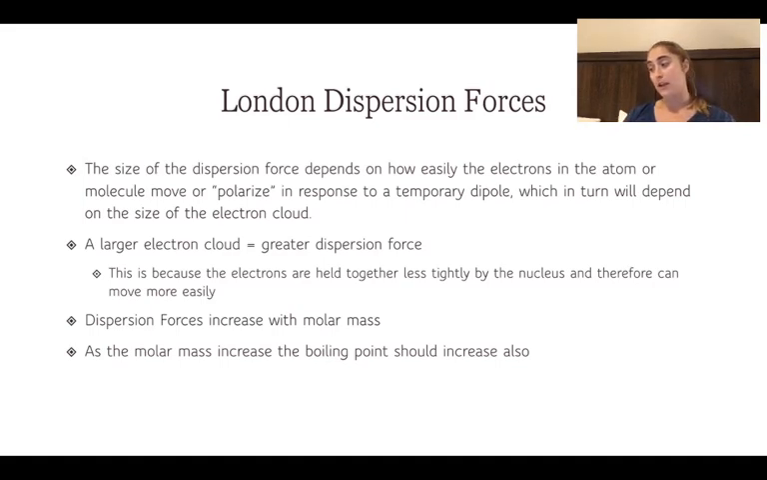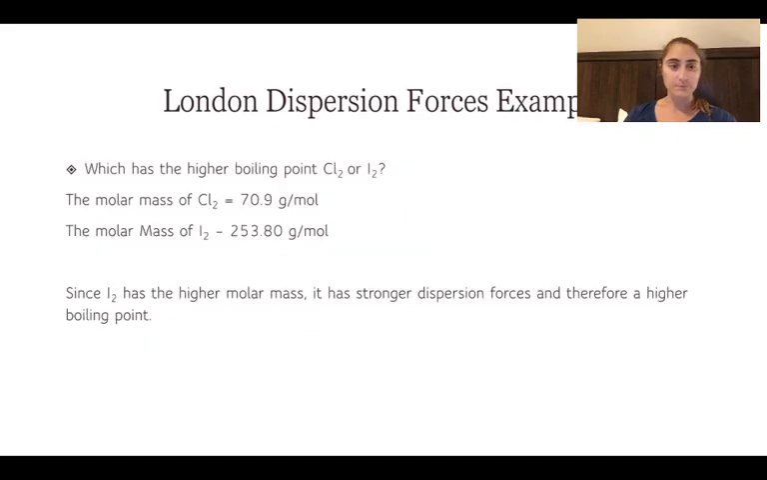So if I'm looking at, say, beryllium versus magnesium, beryllium has a relative molar mass of 9.01 and magnesium has a relative atomic mass of 24.31. By the standards of London dispersion forces, magnesium should have a stronger London dispersion force and should also have a higher boiling point as a result. So let's take a look at this.